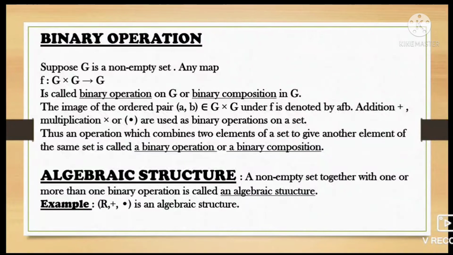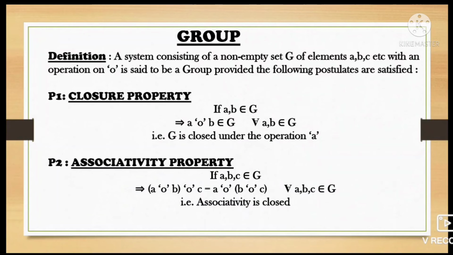Now, algebraic structure. An algebraic structure is a non-empty set together with one or more than one binary operation. In the example, we can see that R is a non-empty set and plus and a dot are binary operations. So it satisfies the definition of an algebraic structure, that is, a non-empty set together with one or more than one binary operation. Now, what is a group?